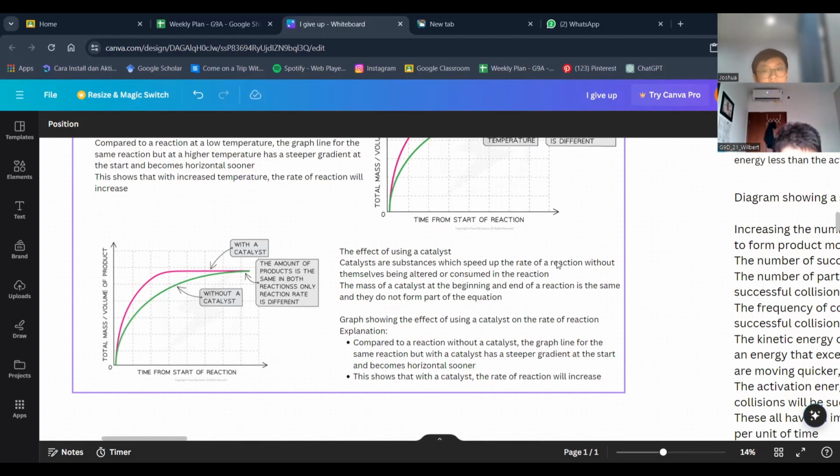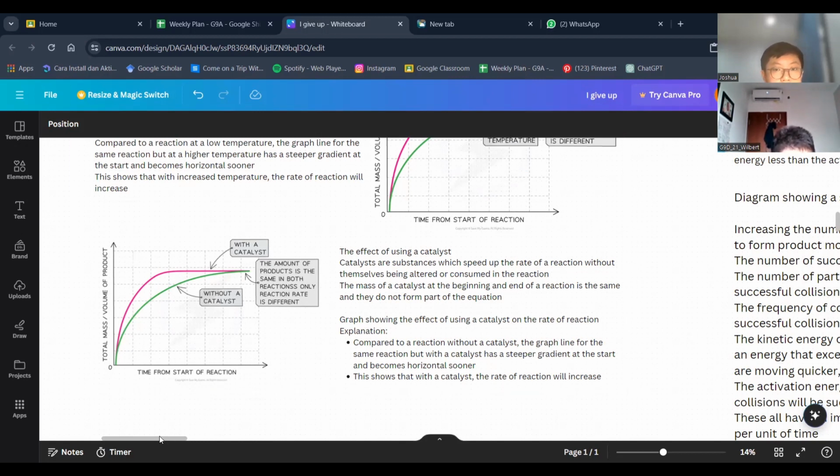So just note that catalysts are substances which speed up the rate of reaction without themselves being altered or consumed. So even after they take part in the chemical reaction, they won't be changed or finished. They can still be used. As you can see, without a catalyst, the green line, it's much slower compared to the pink line where you use a catalyst. So moving on.